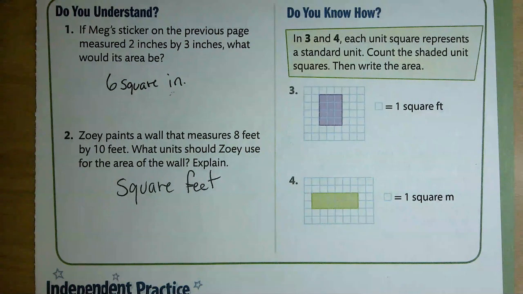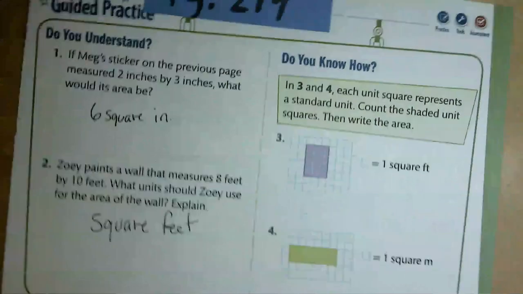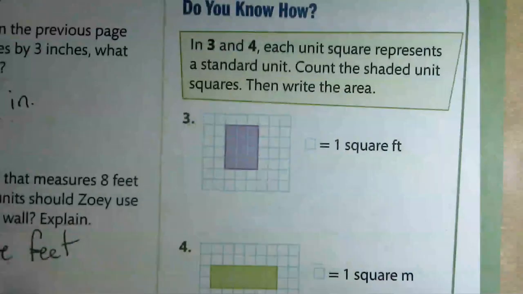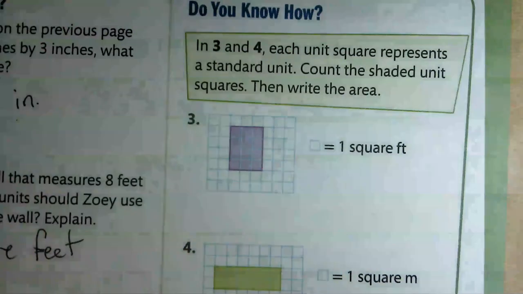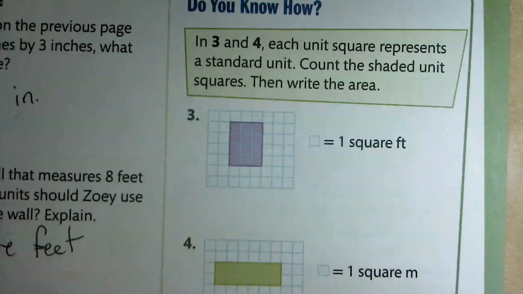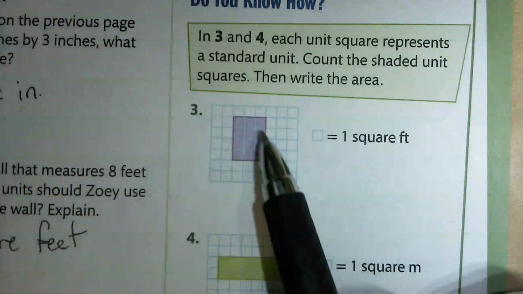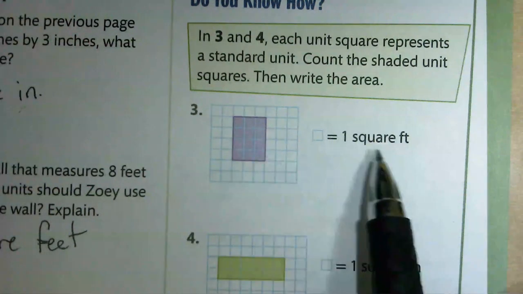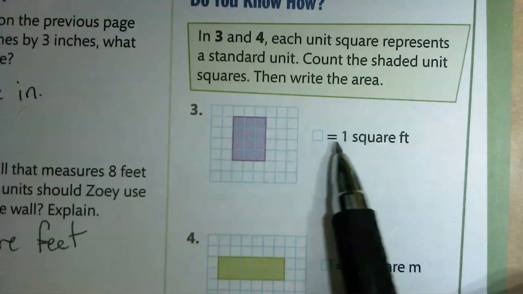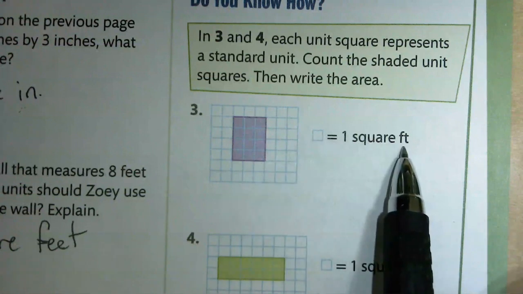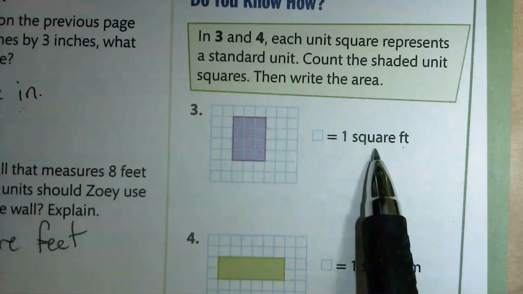All right. Let's take a look at numbers 3 and 4. It says here in 3 and 4, each unit square represents a standard unit. Count the shaded unit squares and then write the area. So just like we've been practicing, we're going to count how many it takes to fill in this whole thing, and then look at what our unit is for this one. One of these little boxes is going to be 1 square foot. So our final answer, when we write how many it was, we should be writing square feet.